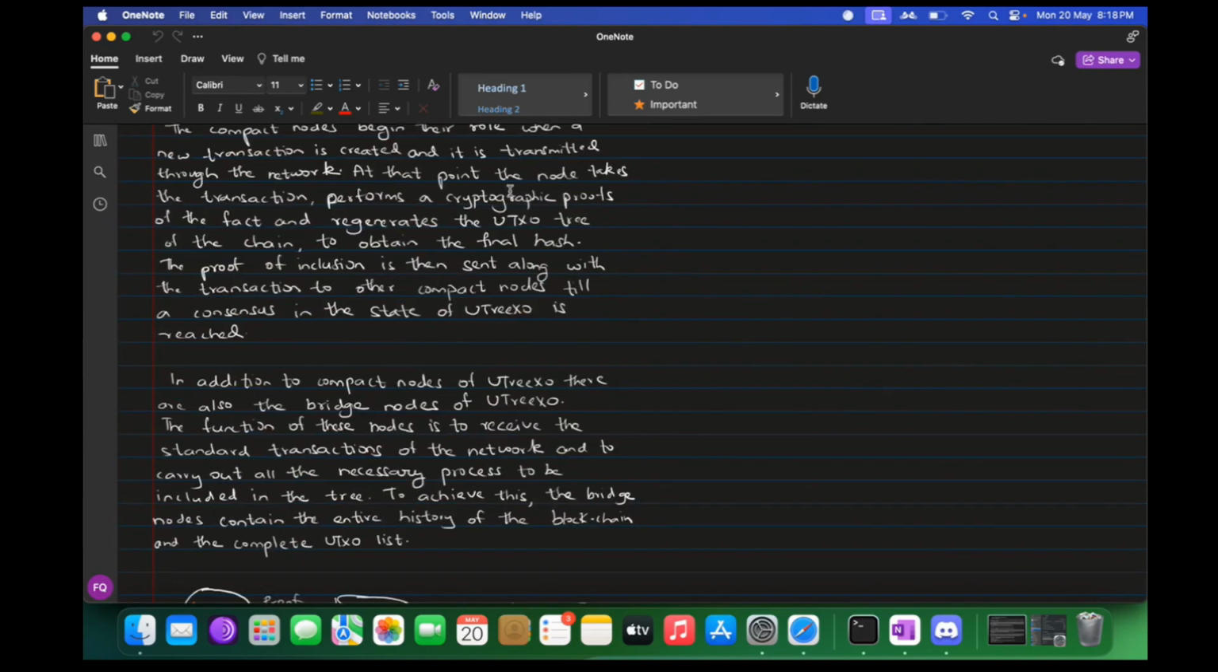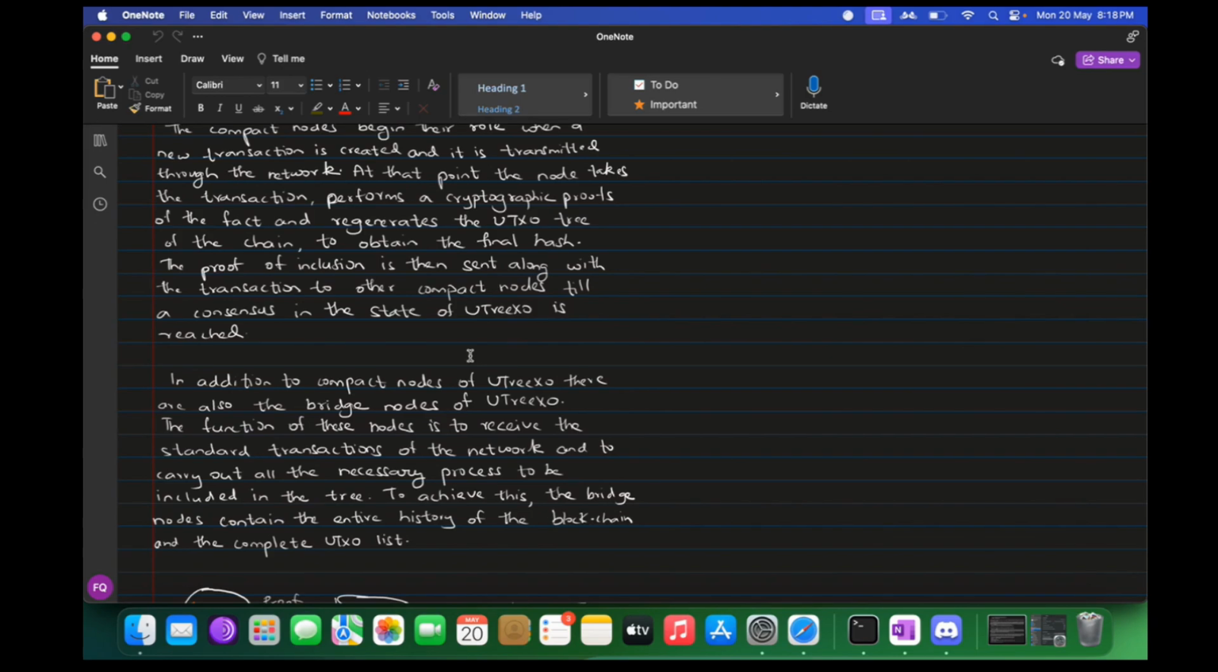So at that point, the node takes the transaction, performs a cryptographic proof of the fact, and regenerates the UTXO tree of the chain to obtain the final hash. The proof of inclusion is then sent along with the transaction to other compact nodes till a consensus in the state of UTreeXO is reached. So what will this compact node do? It will not only transmit the transaction.